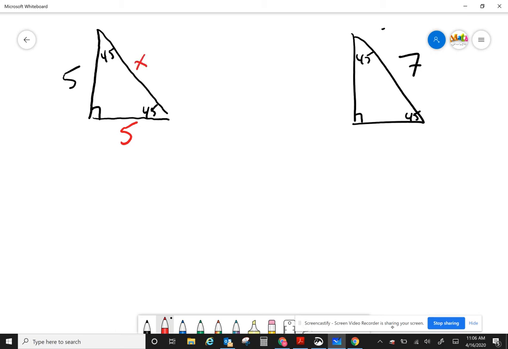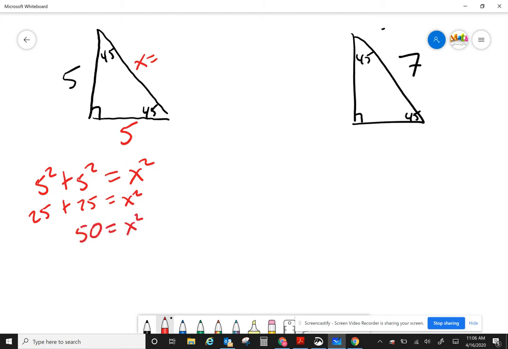At this moment, I don't know it, so I'm just going to call it x. And I remember Pythagorean theorem, 5 squared plus 5 squared is equal to x squared. So I have that 25 plus 25 is equal to x squared. So that means that 50 must be equal to x squared. So since x squared equals 50, I'm just going to say that x must be the square root of 50.